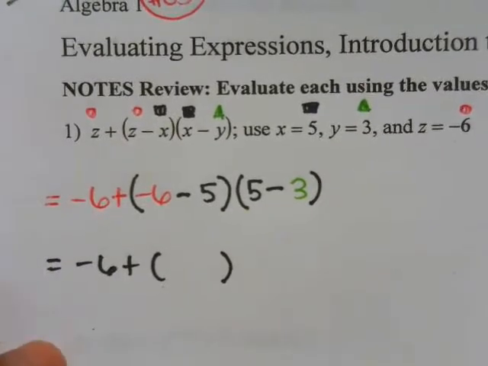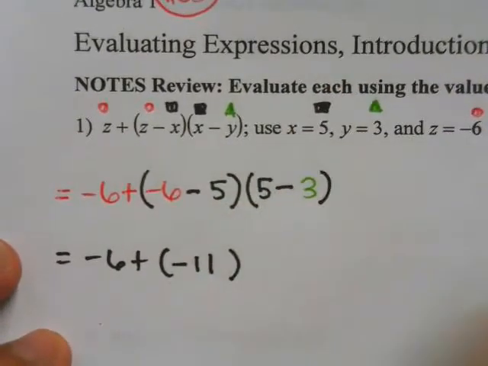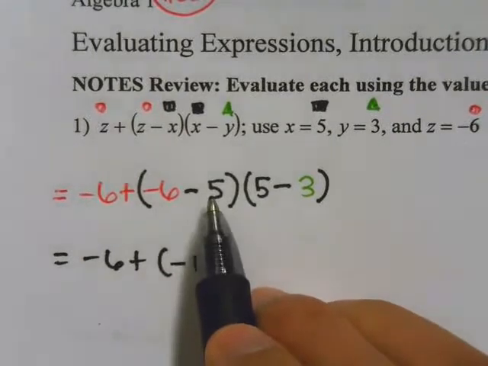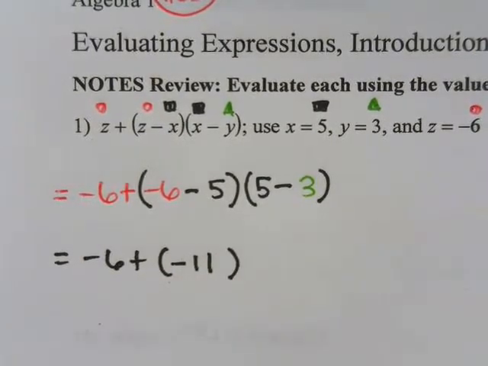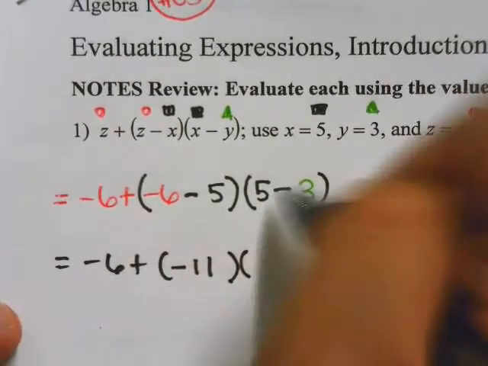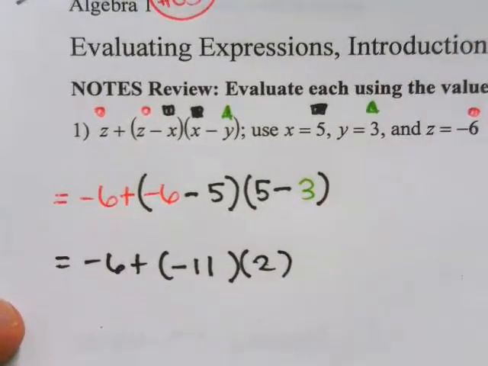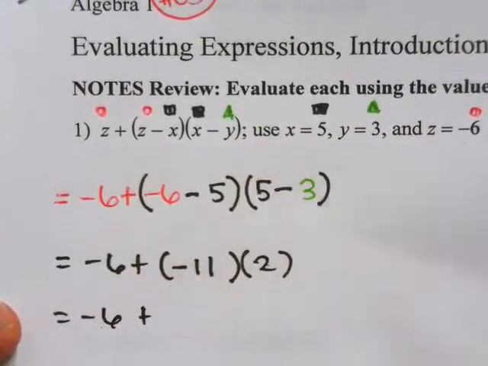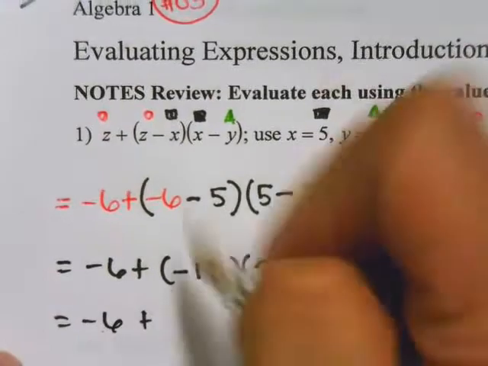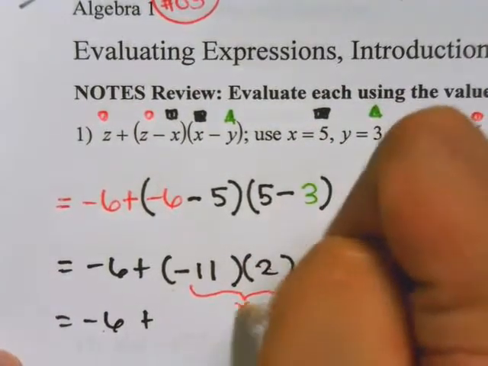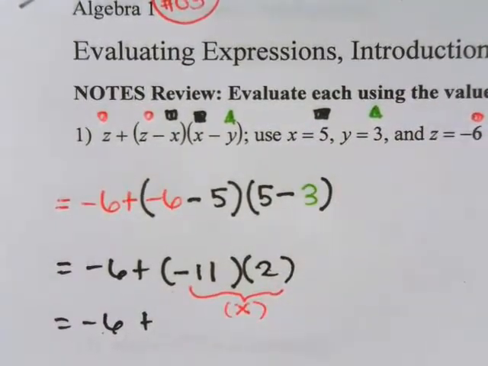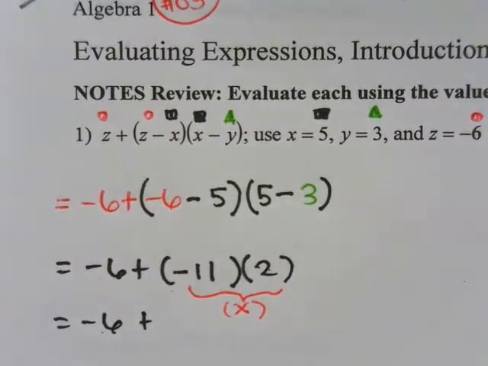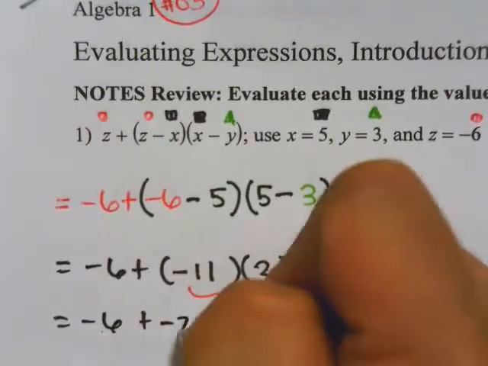-6 minus 5 is -11. You owe someone $6, then you're asking him or her for $5 more. Hopefully you're not owing anybody anything. So 5 minus 3 is going to be 2. Remember, when they are attached together like this, this is multiplication. So let's go ahead and do that. -11 times 2 is going to be -22.